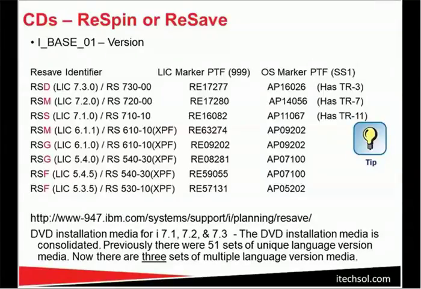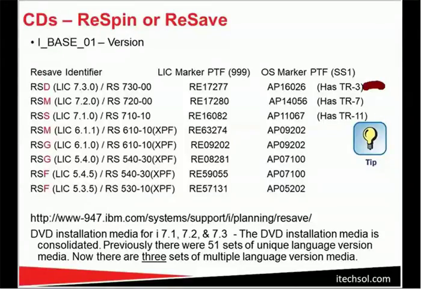So 7.3 came out GA, and IBM came out with the iBase. They called it A. They then had all these PTFs for the 5770999 product. They applied them to the Licensed Internal Code, resaved it, and pushed that out as a new DVD called RSB. And then C came out, and then D came out. So that gives you later PTFs. RSD already has TR3 loaded to it. That's going to make your life easier because you're not going to have to put the TRs on. They're going to already be there.